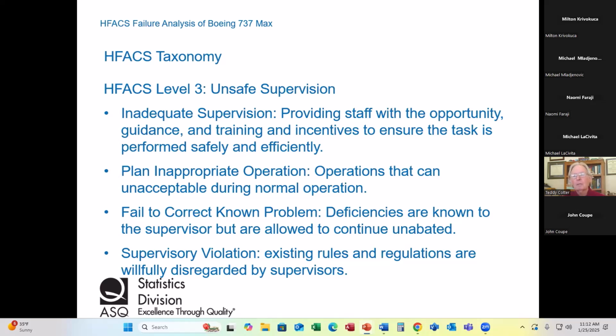Planned inappropriate operations, operations that can be unacceptable during normal operations. In other words, we have insufficient planning and documentation of our operations. We fail to correct known problems. Deficiencies are known to the supervisor or supervision, but are allowed to continue unabated because it has a real small probability of ever occurring, or whatever reasons. We just don't correct known problems. And then supervisory violations. These are existing rules and regulations that are willfully disregarded by supervisors for whatever reason.